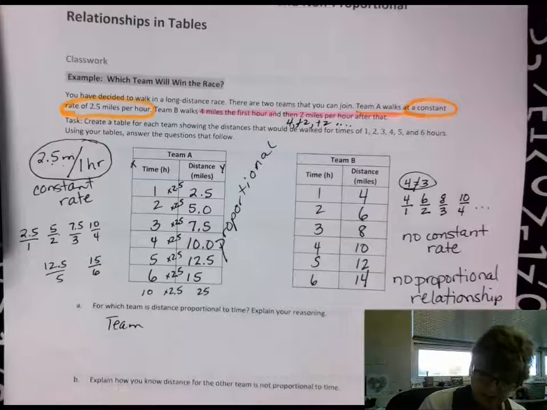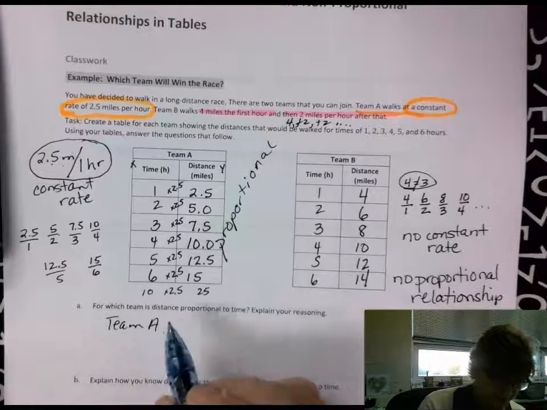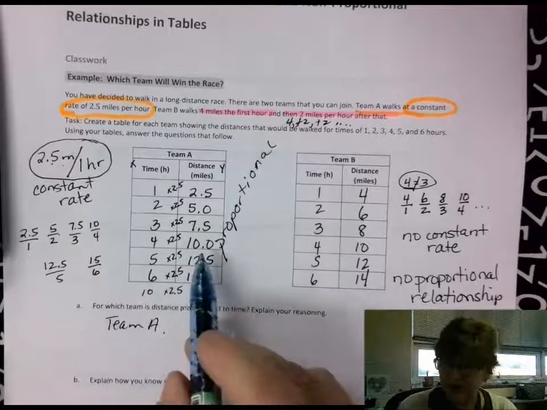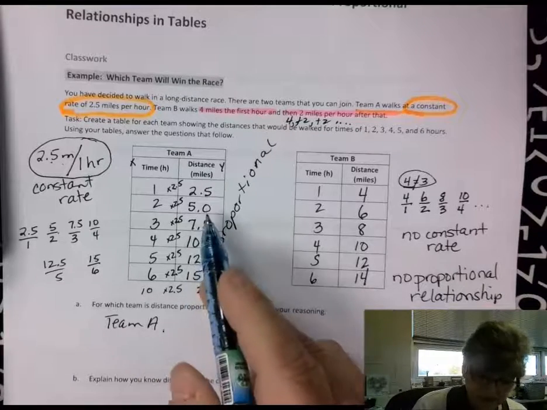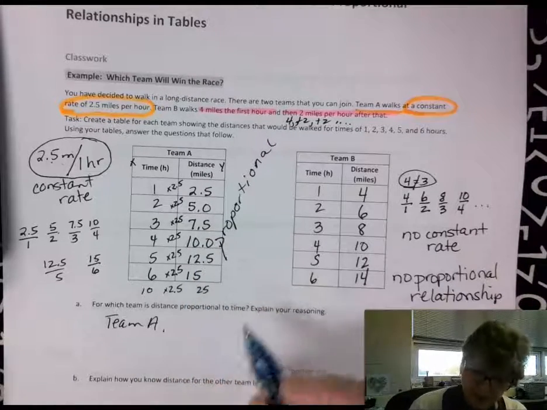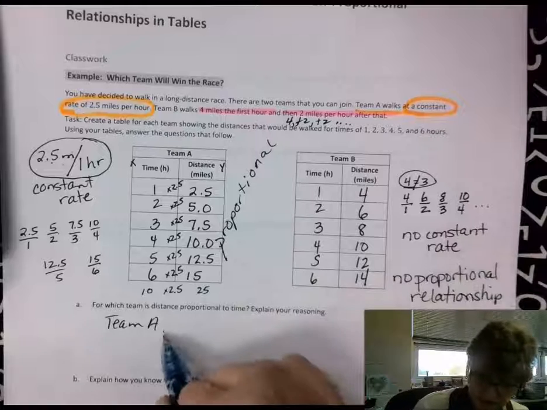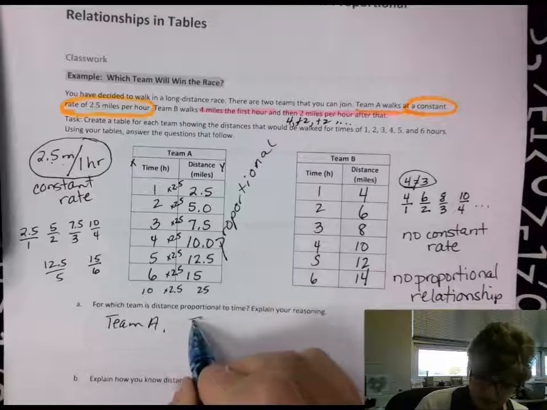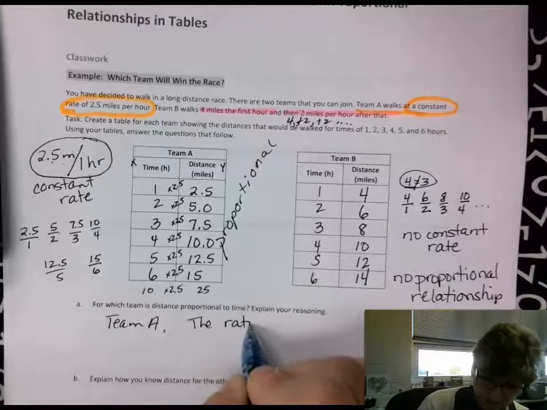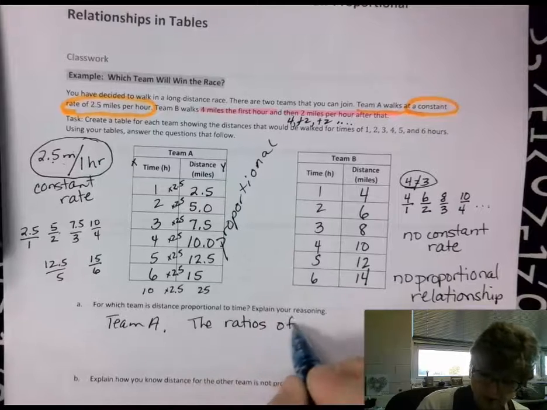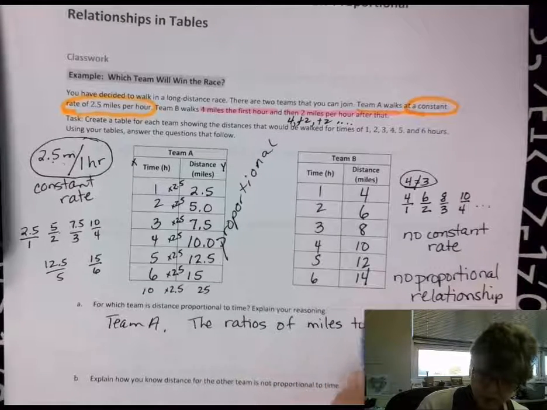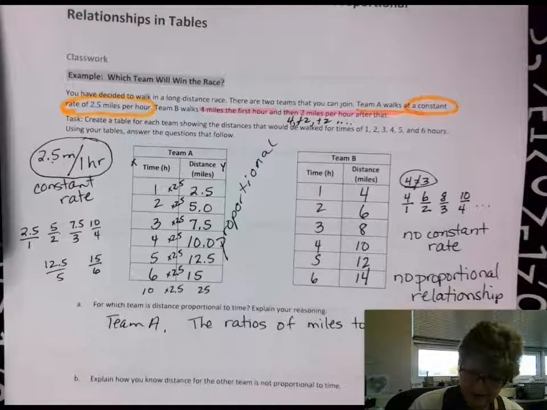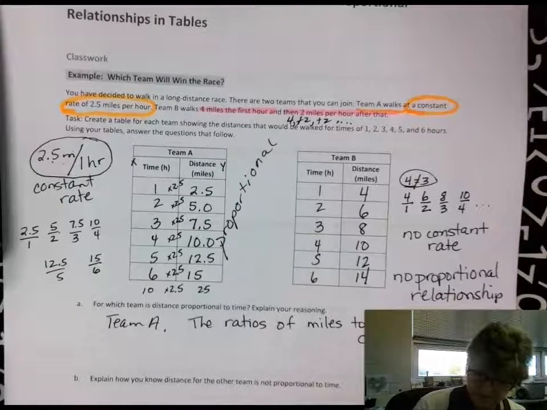And if we're going to explain our reasoning, for Team A, we can explain it because the distance and the time corresponds. Okay, so the ratio of miles to hours is constant.